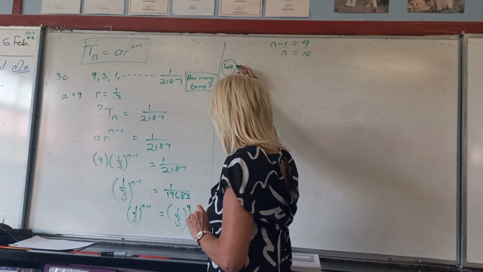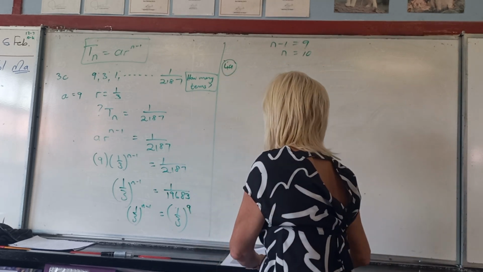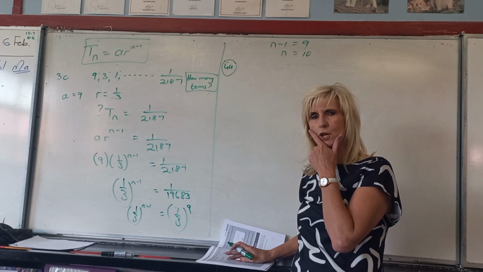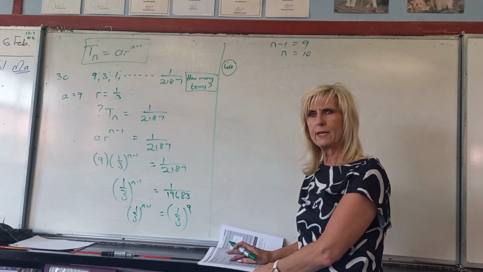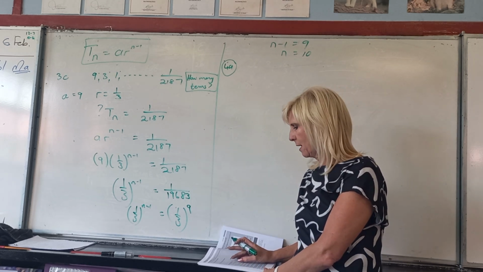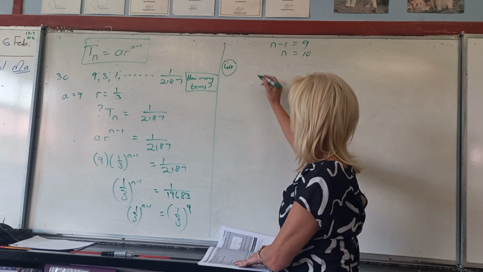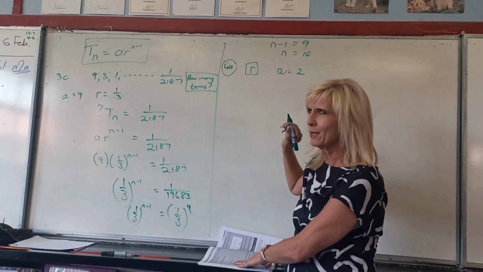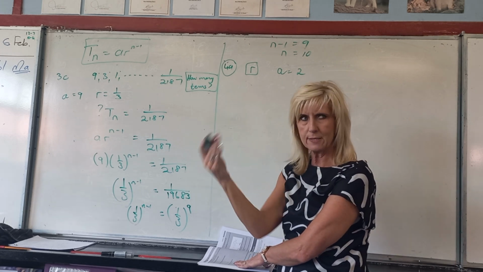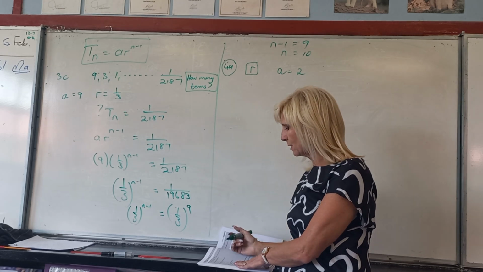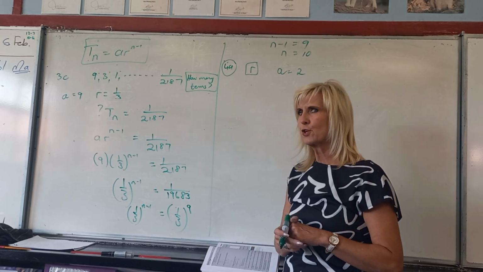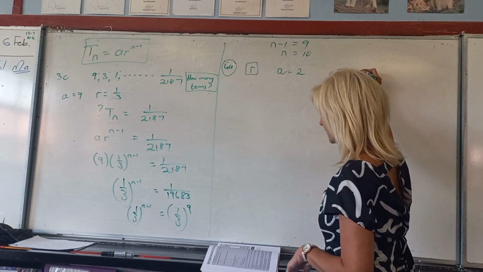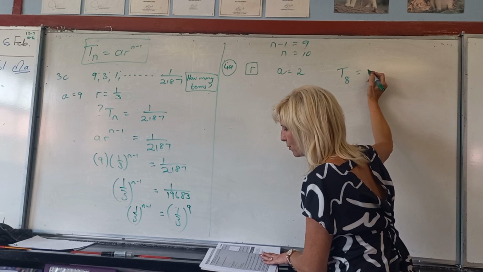Number 4, I want to read with you. Says, determine R if the first term is 2. Please interpret that into math language. Determine R if the first term is 2. So I'm looking for R. T1 is correct, but you realize that it's A. Term 1 is 2. And then they say the 8th term is equal to. Interpret. T8 is equal to 4374.